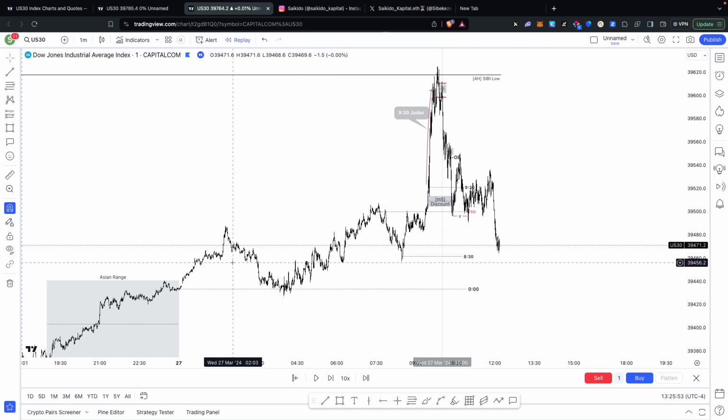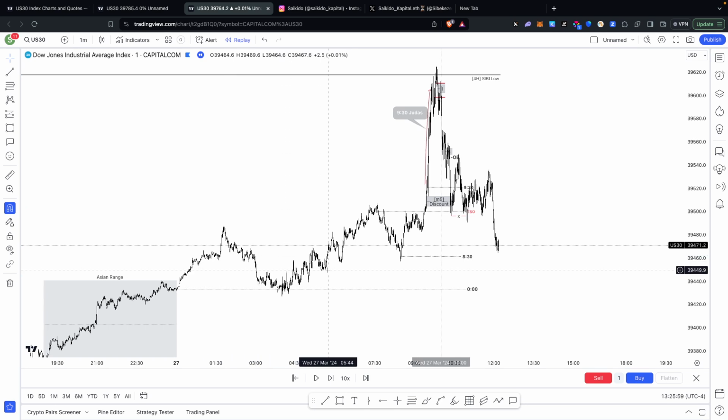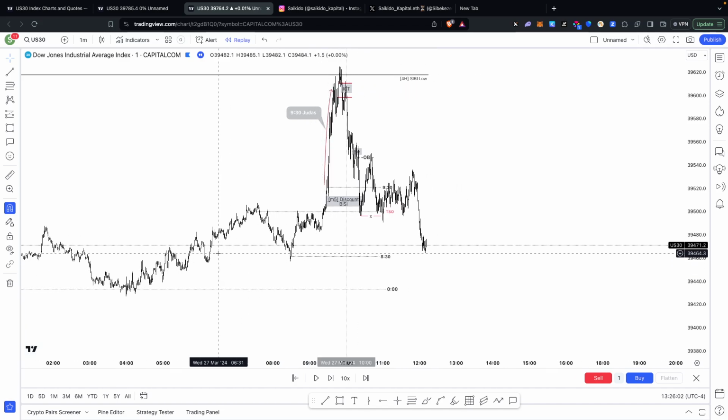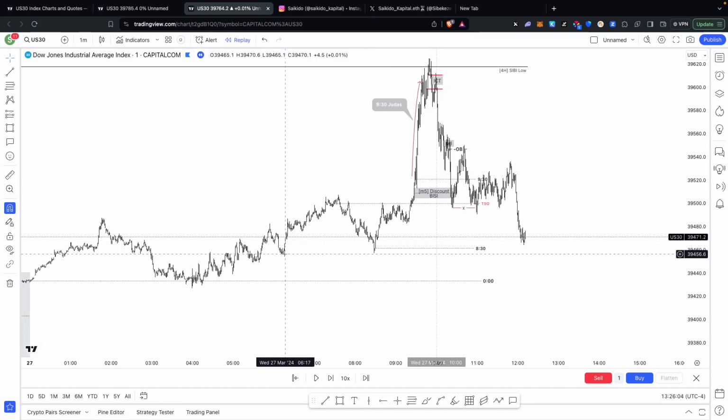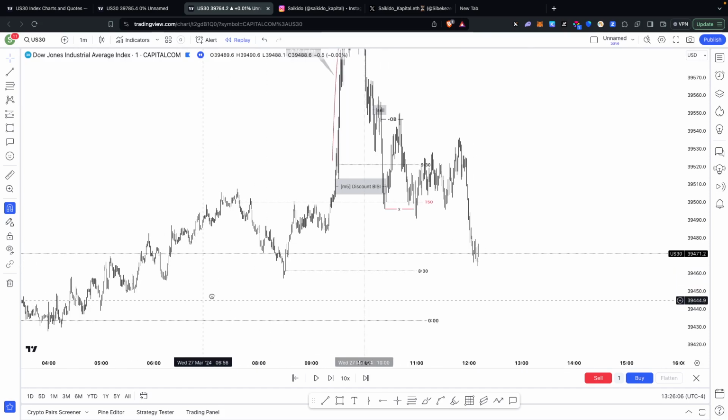2 to 5 is London session. Okay. I can call it accumulation because if you look here, this is just accumulation.